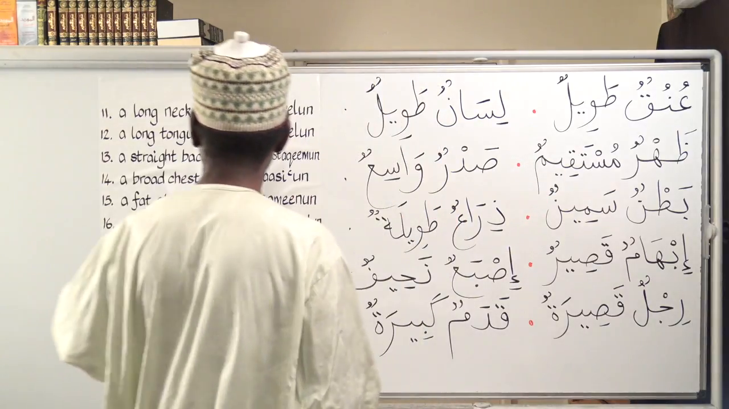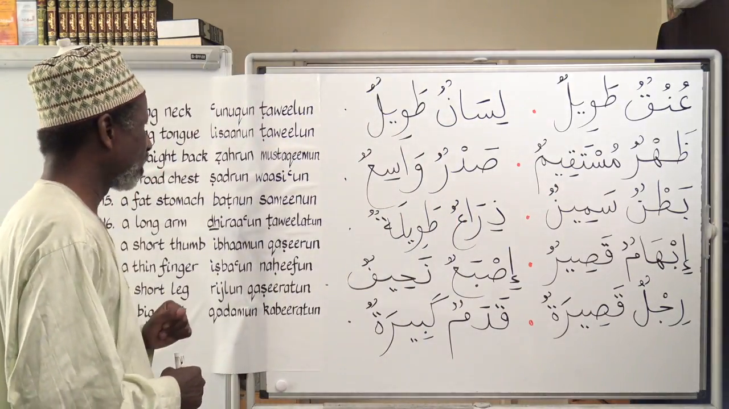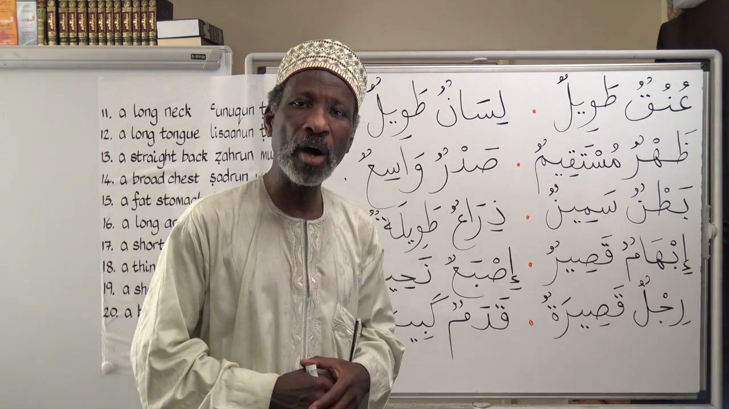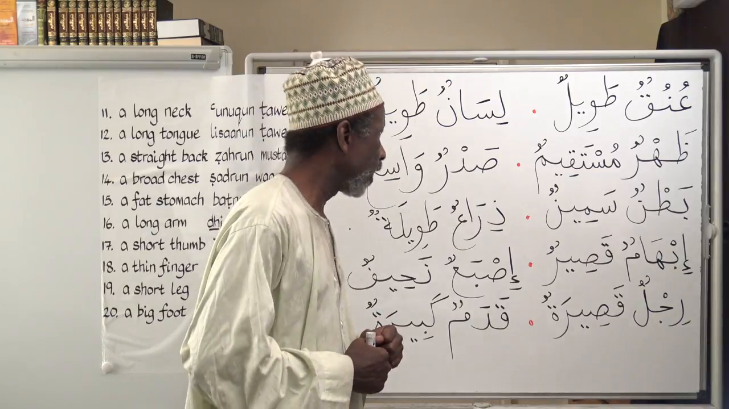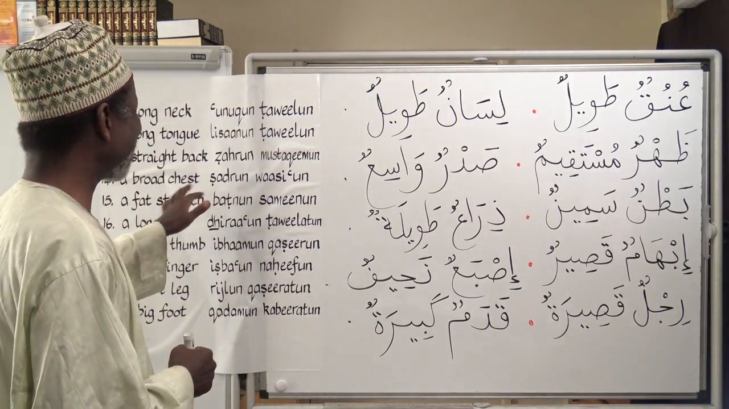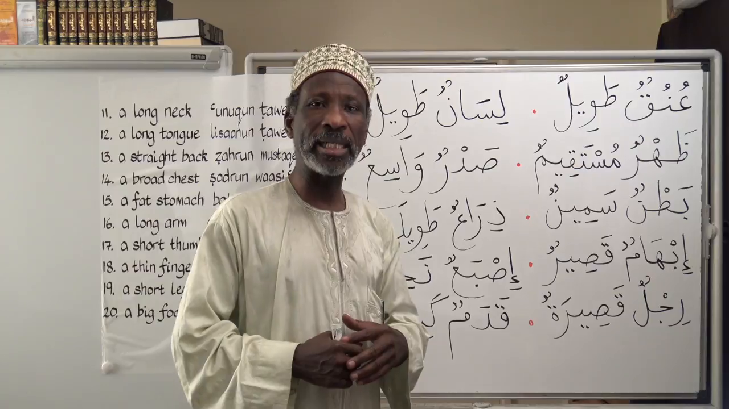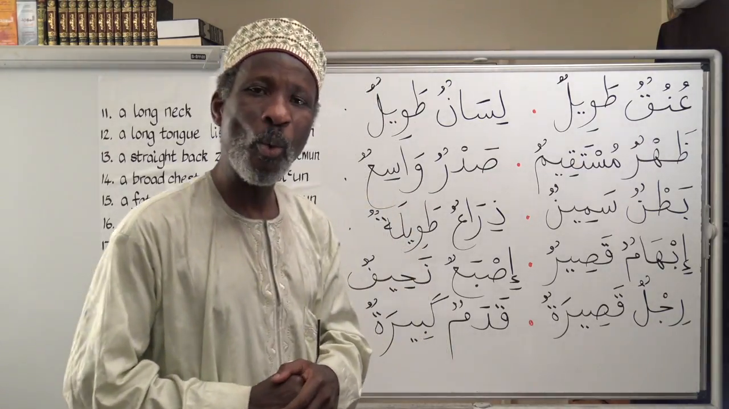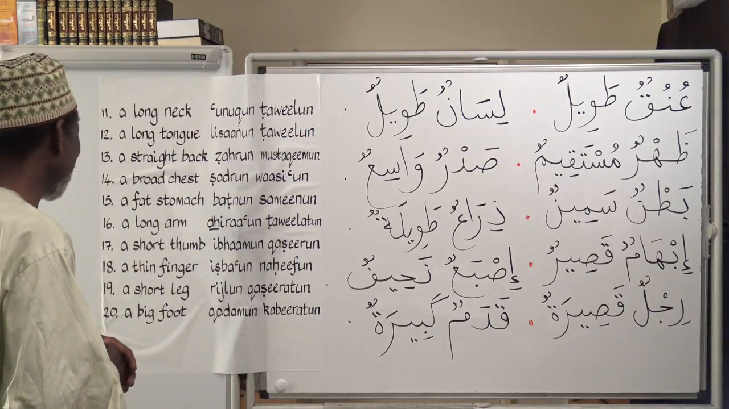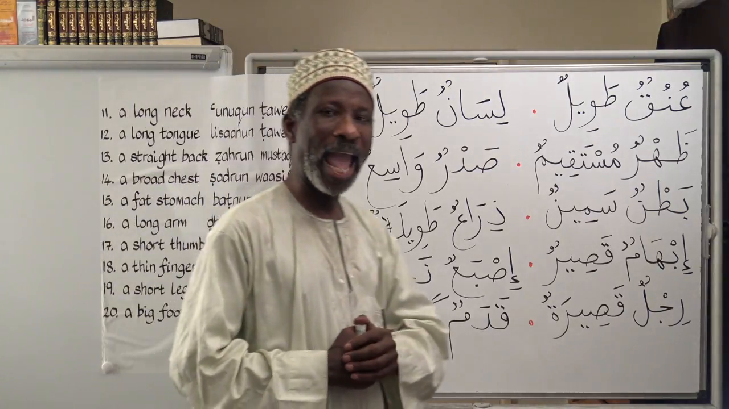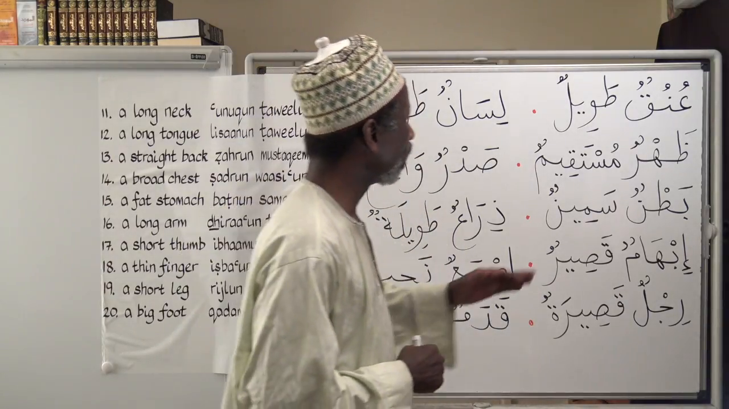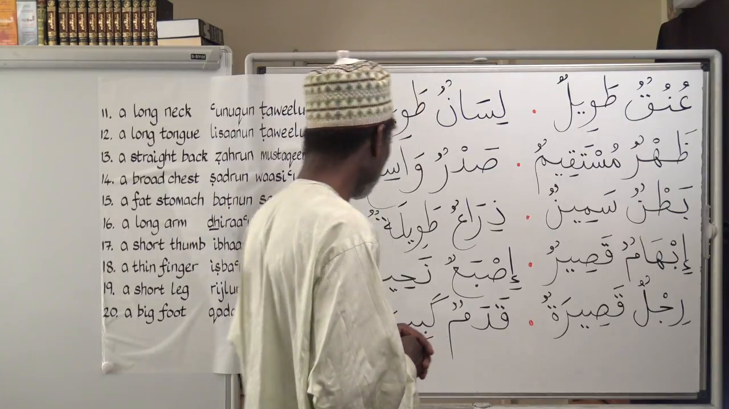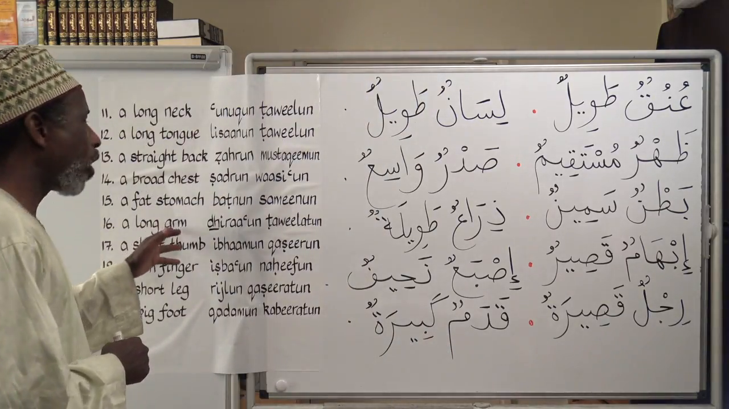Number 3, a straight back. ظهر مستقيم. Number 4, a broad chest. صدر واسع. Number 5, a fat stomach. بطن سمين.